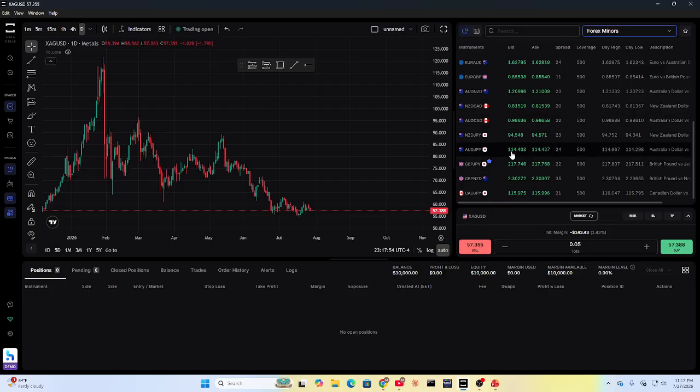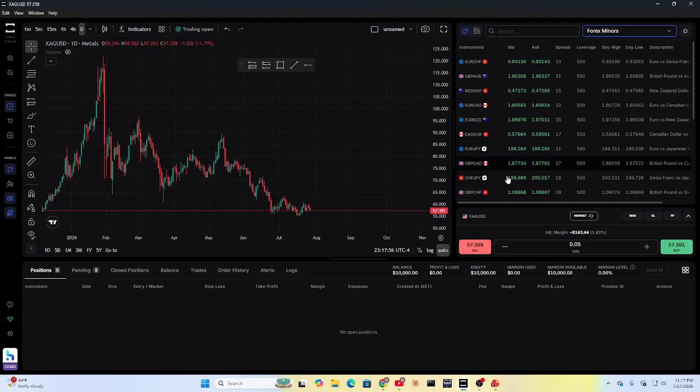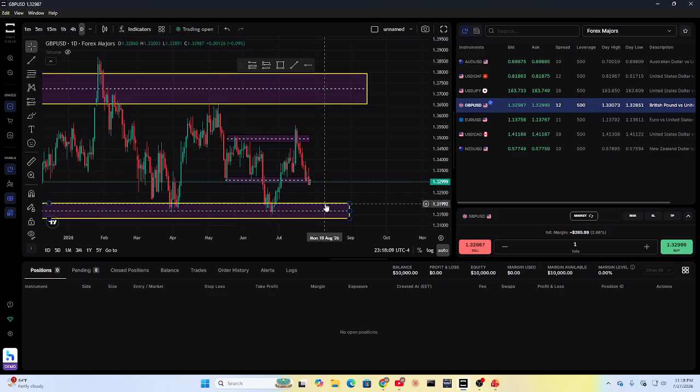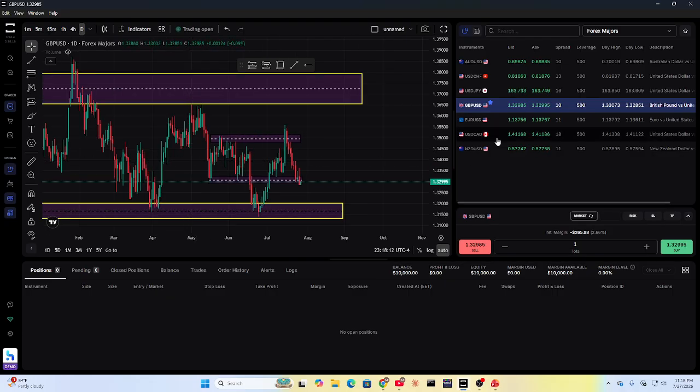AUD CAD, AUD JPY, and GBP CAD, and GBP USD. Also, that should be in the majors. Also, this one as well. See, I already got it marked up and set up. I'm gonna do a different one.